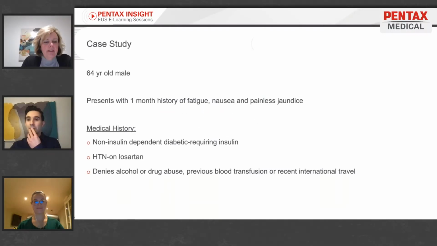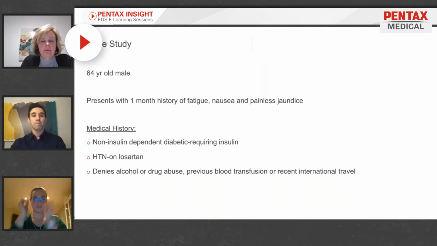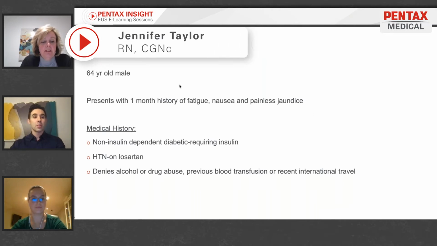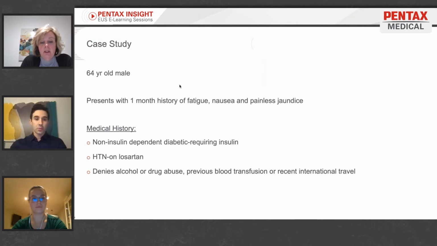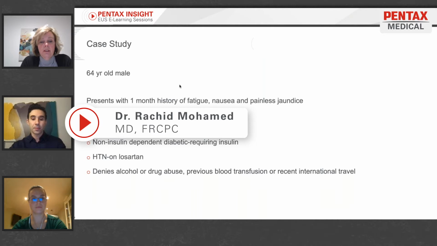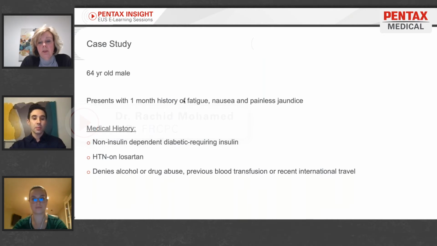Okay, so we're going to go ahead. The following patient has been referred for an upper endoscopic ultrasound with a possible FNA. He's a 64-year-old male who presents with a 1-month history of fatigue, nausea, and painless jaundice. He has a medical history of being a non-insulin dependent diabetic requiring insulin. He does have hypertension being treated with losartan, and he does deny any history of drug abuse, alcohol abuse, previous blood transfusions or recent international travel.